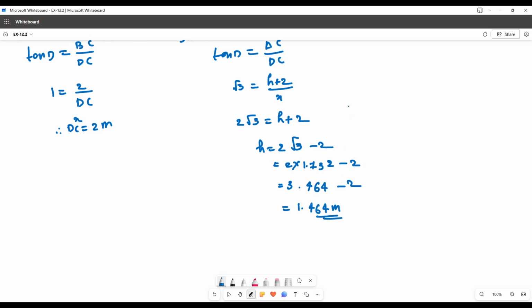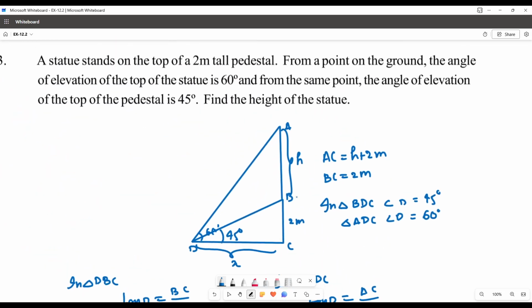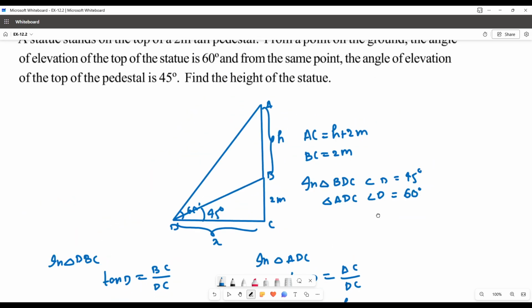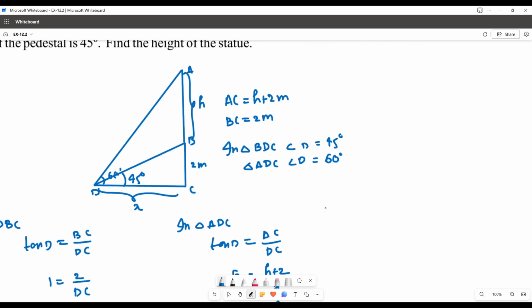Since the lengths they gave are in meters, we consider it as meters. That's it. So let's read the question again. A statue stands on top of a 2 meter tall pedestal. From a point on the ground, the angle of elevation to the top of the statue is 60 degrees, and from the same point, the angle of elevation to the top of the pedestal is 45 degrees. Then the height of the statue will be 1.464 meters.